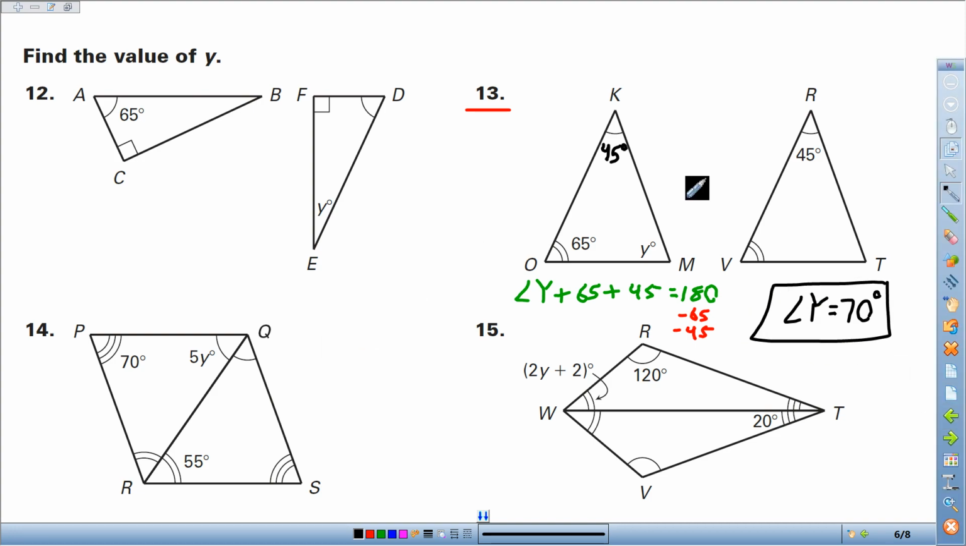Okay, so yeah, use your corresponding parts to find missing angles. That's kind of the theme of all of these problems here. All right, number 15 throws in some variables. We're going to do one that has us making equations and solving. So I'll leave that to you. Let's keep moving.